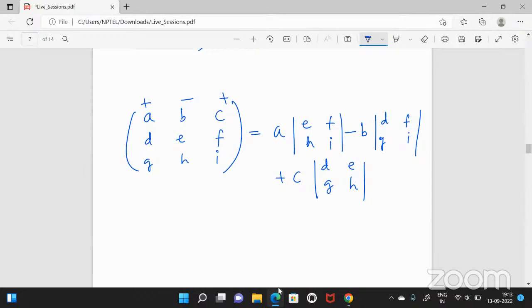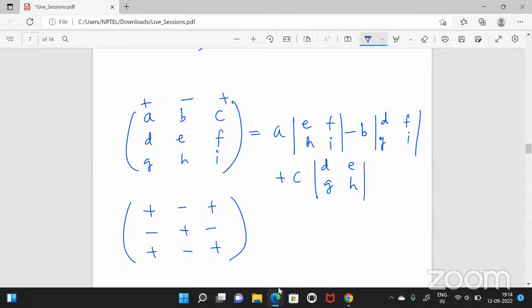But it is not necessary that you expand only along the first row. Across any row and any column you can expand. The order of the sign is plus, minus, plus, minus, plus, minus, plus, minus, plus. Can we do it diagonal wise? Only row wise or column wise, ma'am.